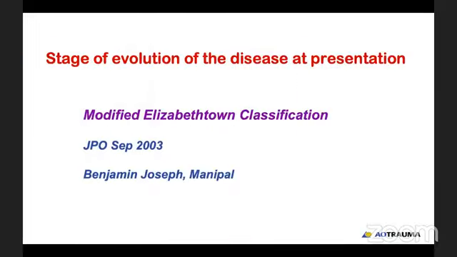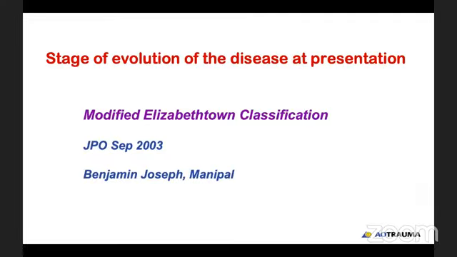The third important thing is the stage of the disease that the patient comes to you in. And this is what we use the Elizabethtown classification for. So this is basically the evolution of the disease. It keeps changing as the hip progresses through Perthes. This is basically a modification of the Waldenstrom stages, and it has been described as the Elizabethtown classification.